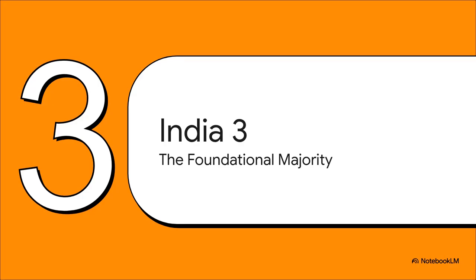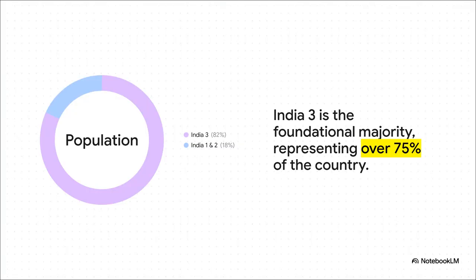All right, now we get to the base of the pyramid, the biggest and maybe the most misunderstood part of the country. Let's meet India 3, the foundational majority. I mean, just look at that. We're talking over 75% of the entire country. This is it. This is the base of the pyramid, and the scale is just immense. If you want to understand the day-to-day reality for most Indians, you have to understand this group.